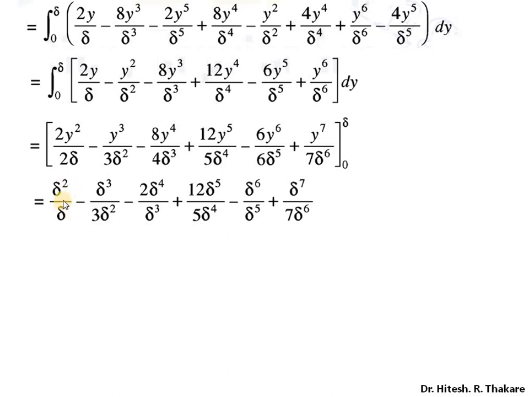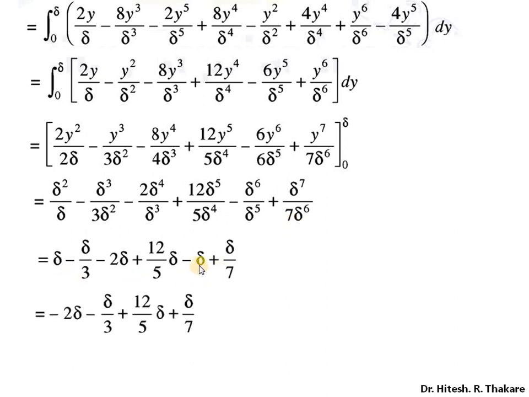So in here one delta will be absorbed, here delta square will be absorbed, delta cube will be absorbed, delta raised to 4 will be absorbed, delta raised to 5 will be absorbed, and delta raised to 6 will be absorbed. So what remains with us is delta minus 1 upon 3 delta minus 2 times delta, plus 12 by 5 delta, minus delta, plus delta by 7. So now this positive delta and this negative delta will absorb each other. So what remains with us is minus 2 delta minus delta by 3 plus 12 by 5 delta plus delta by 7.